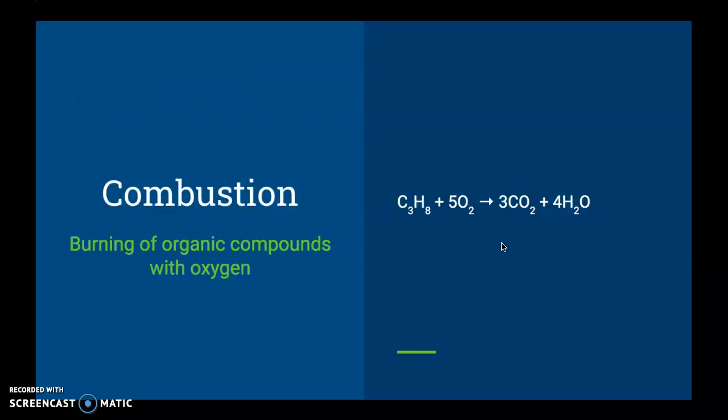Then we have combustion, which we actually did talk about in our inorganic reactions, but it actually is a type of organic reaction because we have hydrocarbons plus oxygen making carbon dioxide and water. So this is any sort of an organic compound being combined with oxygen to make that carbon dioxide and water. And we did see those in our inorganic reaction unit. But again, this is actually an organic reaction because of the hydrocarbons typically involved.